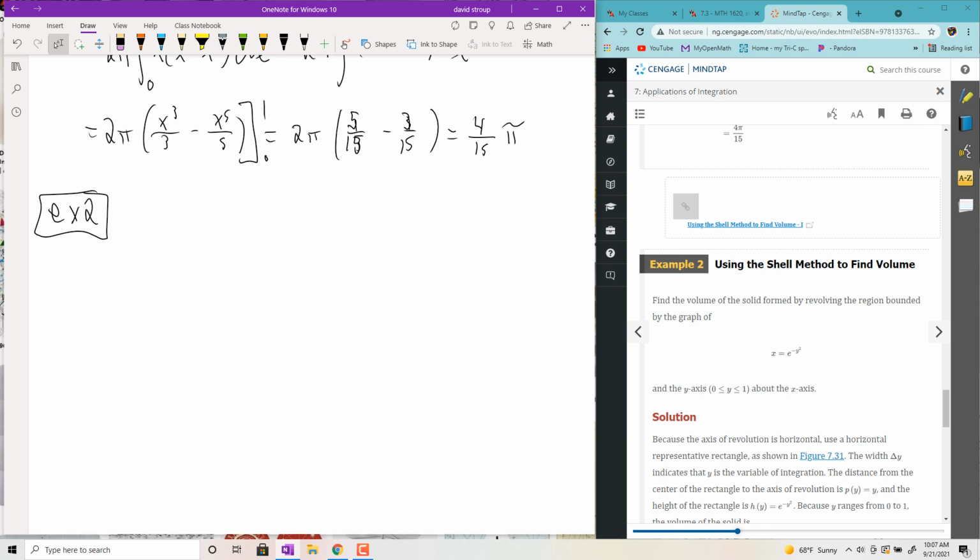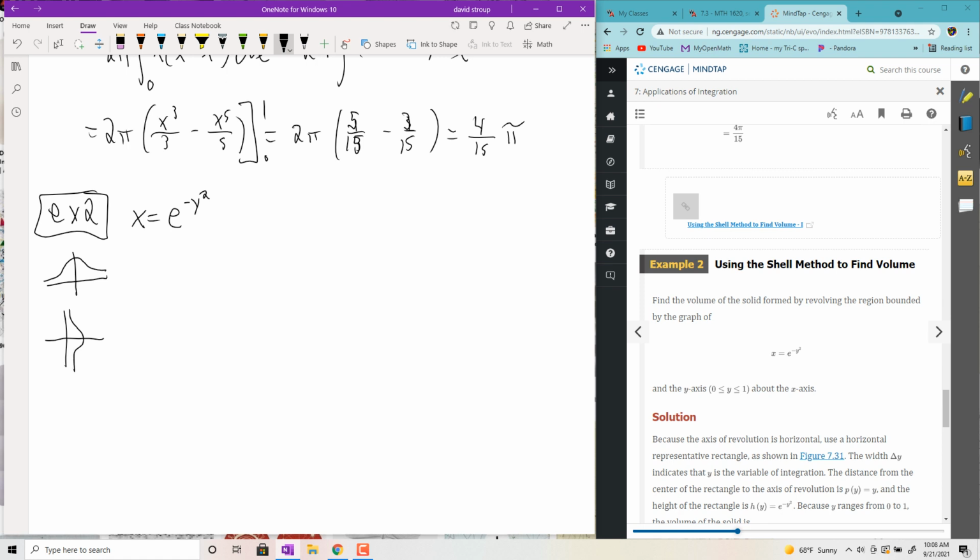So if it looks like a shell method, it may be impossible to do it using a disk method, and vice versa. Let's look at example 2, and I think they're really trying to send that message home. In particular, trying to find the inverse of this function. So if you were going to do the other method, I think that would be pretty hard. But anyways, let's look at what this thing looks like. E to the negative y squared, I know that from statistics and probability, that's like a normal curve. So if it was e to the negative x squared, it would look like this. It's e to the negative y squared, so it's probably going to look like this.